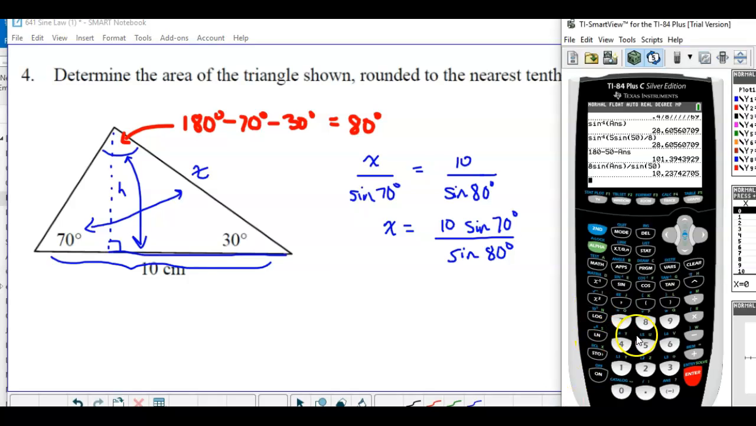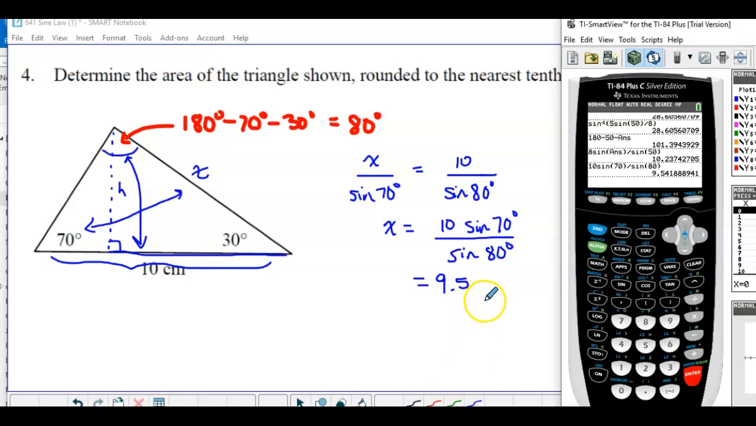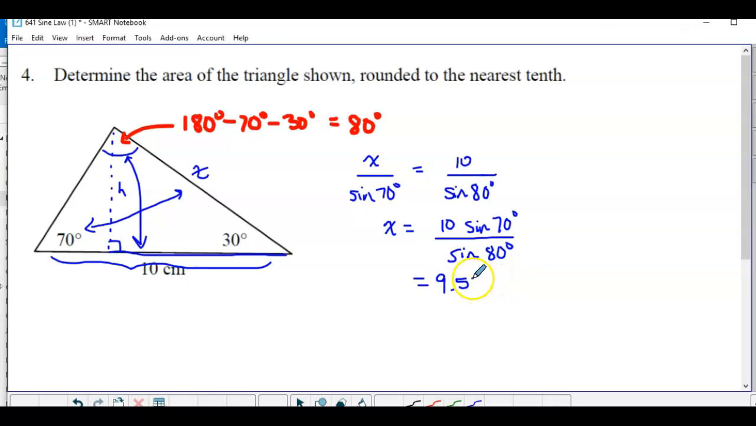So grab your calculator. That's 10 sine 70 divided by sine 80. And so that's 9.542. This is where for sure you want to keep a few decimal places. I may even go more than that, because I'm multiplying through by 10. But no, I think 3 is fine if we're rounding. So always go at least 2 more decimal places than what you're asked to round to at the end. So that's our x.